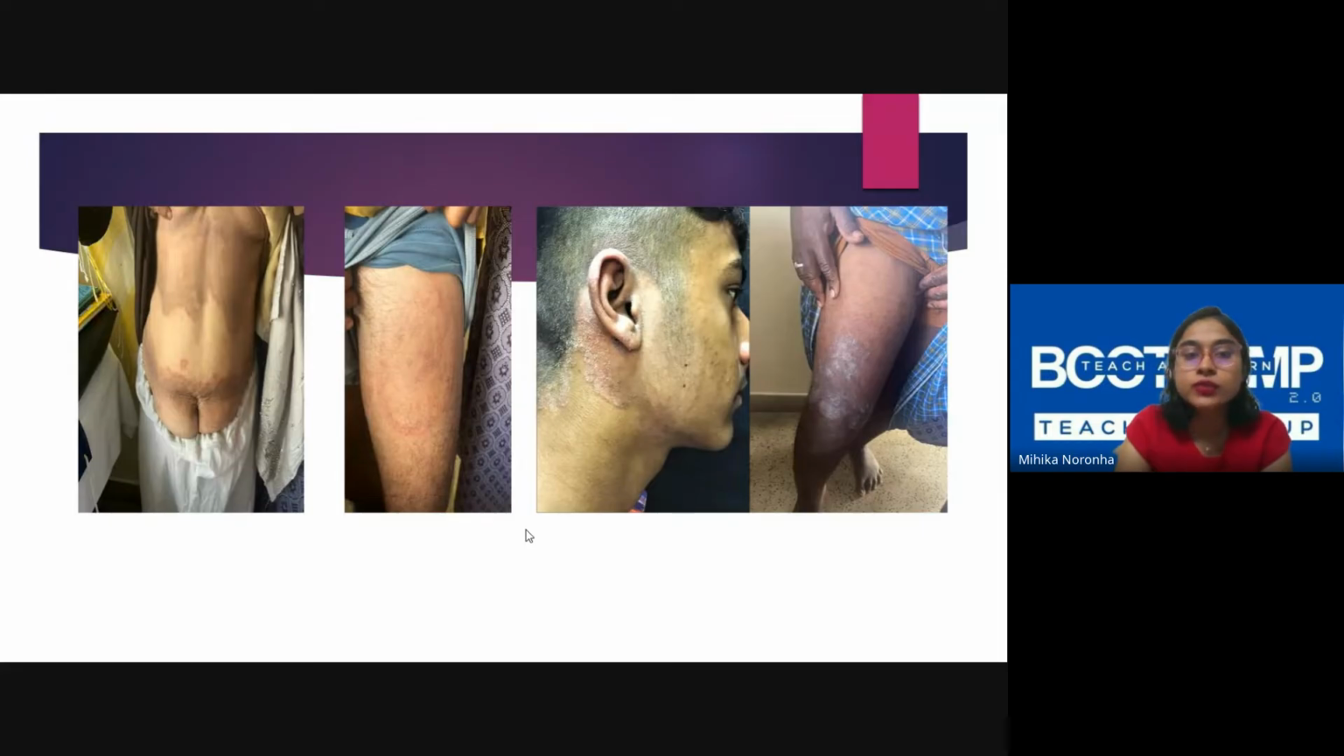Okay, and there are various distributions. One is on the face, there is on the trunk, there is on the legs. So this tells you it can be present everywhere. Usually this starts on the flexures. So Dhwani is right. This is Tinea corporis.